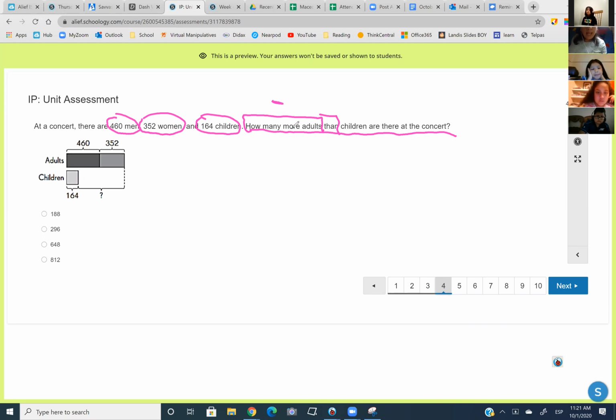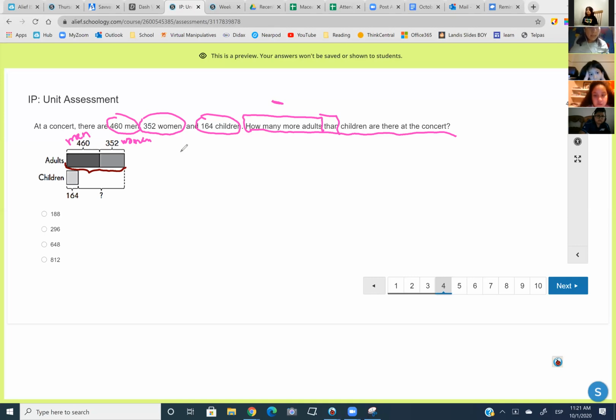But first I need to know how many adults. Now, if you notice, I have here adults. These are 460, these are the women. And 550, no, actually, it's the other way around. Hold on, let me just fix that. 460 men, so these are men, and these are women. And together, the men and the women make the adults. So that means we're looking for this whole. Let me grab another color. I'm looking for the men and the women together because together they are going to make the whole.